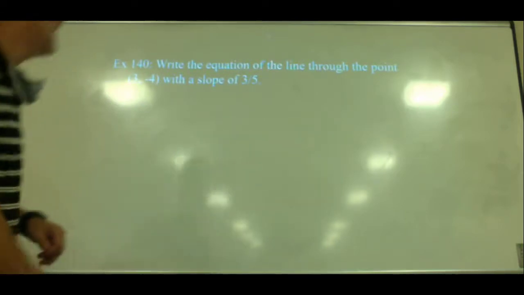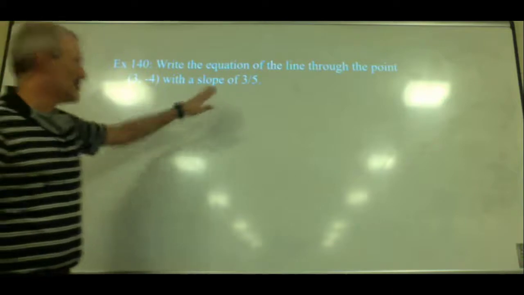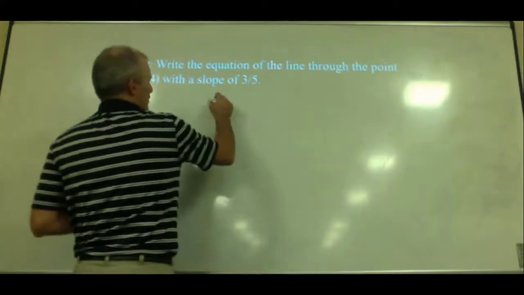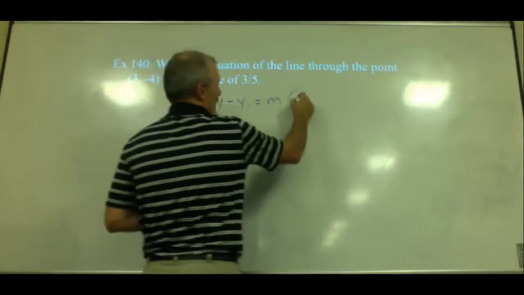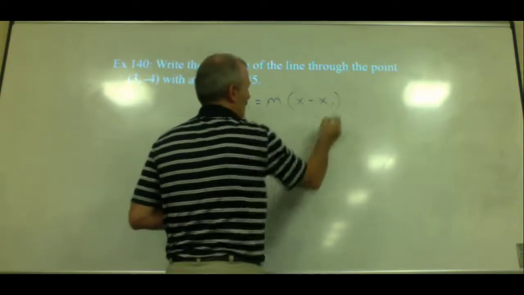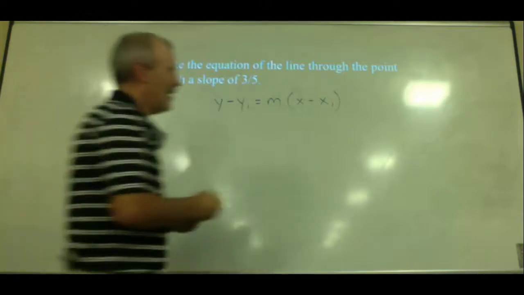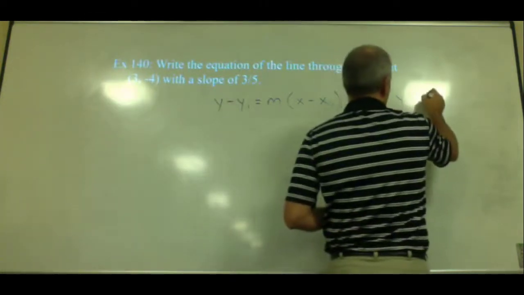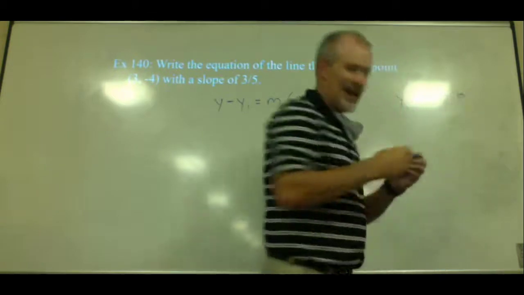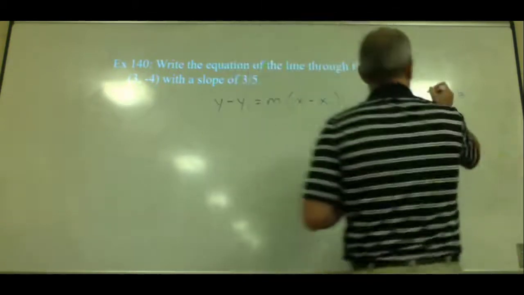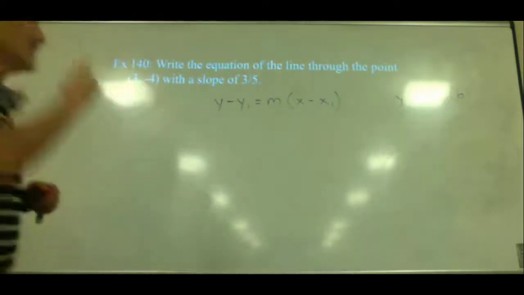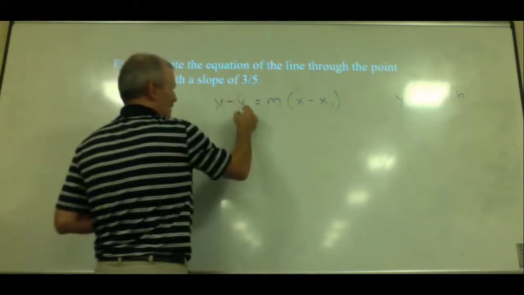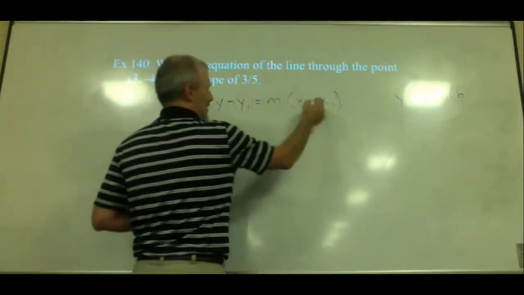Write the equation of the line through the point (3, -4) with a slope of 3/5. So let's write down our general equation, which is y minus y1 equals m times x minus x1. So here's what we're going to replace. Remember how in slope intercept form, y equals mx plus b, we had to know the m value and the b value, right? Those were the two that we put in. In this equation, we need to know what this one is, what that one is, and what that one is.